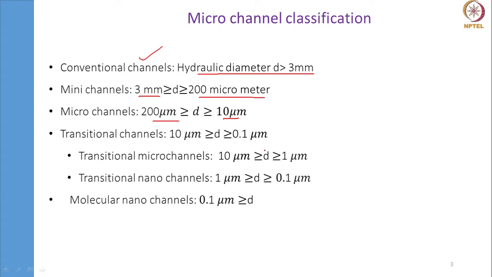Transition channels are also defined where the hydraulic diameter ranges from 0.1 micron to 10 micron, and in transitional microchannels we have one more demarcation line. If the hydraulic diameter is between 0.1 micron and 1 micron, we call it transitional nanochannels. And for molecular nanochannels, the hydraulic diameter is considered to be less than 0.1 micron.